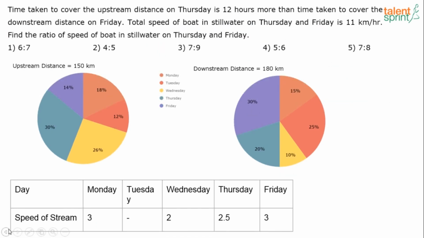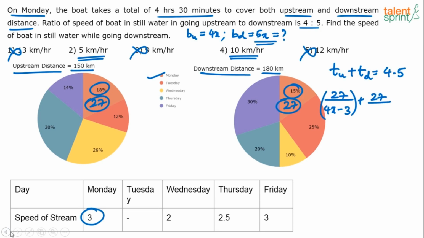Now, speed of the boat plus speed of the water. What is the speed of the boat? Speed of the boat downstream is 5x plus speed of the water or speed of the stream, which is 3. This is equal to 4.5. 4.5 can be taken as 9 by 2. That's it. One equation, one variable, only x is the variable here. Solve for x and then get the answer.